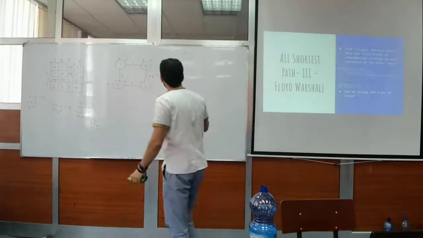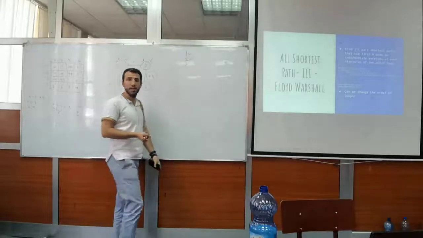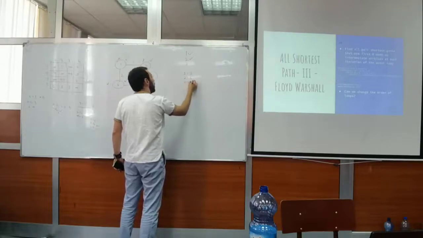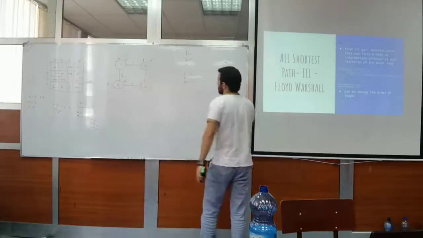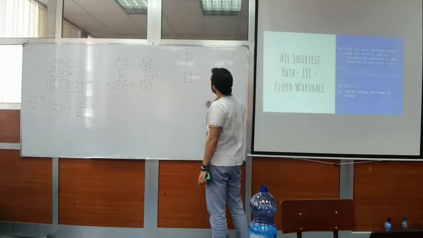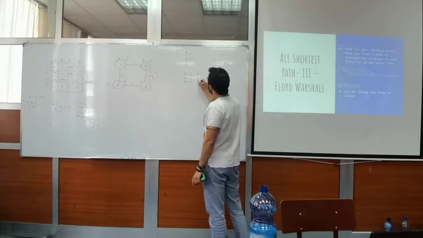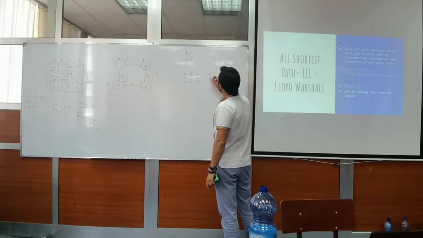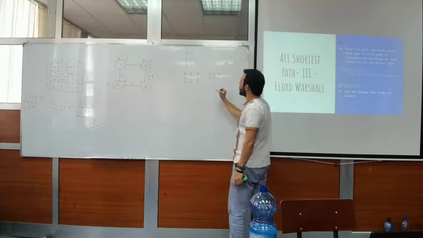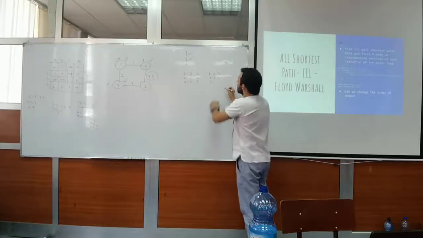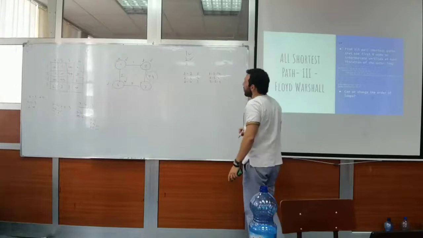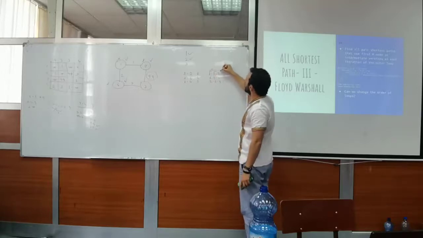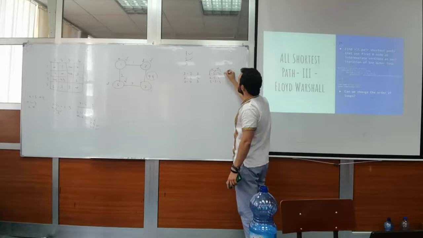So which other pairs do I have? 1, 2, 1, 4, 2, 4. What is the current known best for 1, 2? 1. For 1, 4? 2. For 2, 4? 3. So we are trying to beat these by 1, 3, 2, then 1, 3, 4, and 2, 3, 4. What is 1, 3? 100. What is 3, 2? 99. So this couldn't beat, no updates.